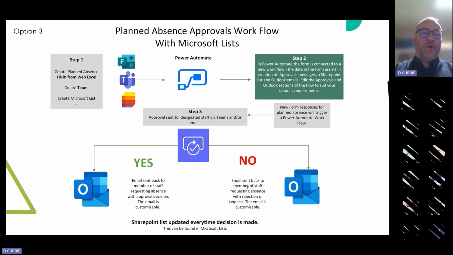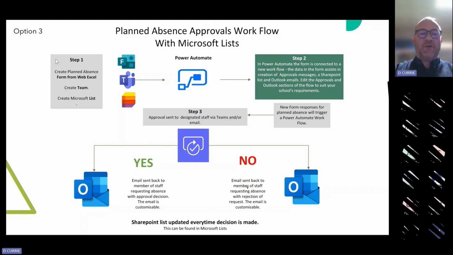But what we have is, step 1, you create the planned absence form again from Web Excel, always to have that backup. Then you create a team. You can create a cover team, or you can create a team from scratch, or have a team, maybe like a senior management team, in there already. And then this is the new part of it that I've only started using this year: creating a Microsoft list, which used to be known as SharePoint list.